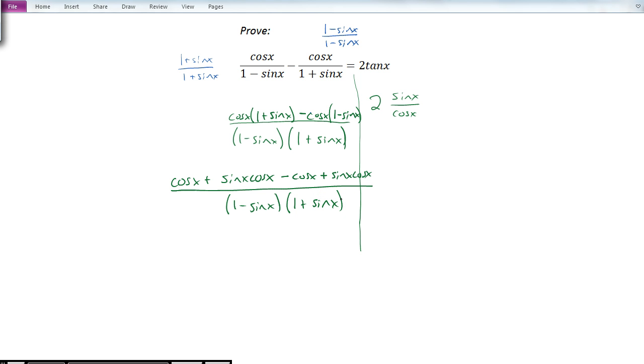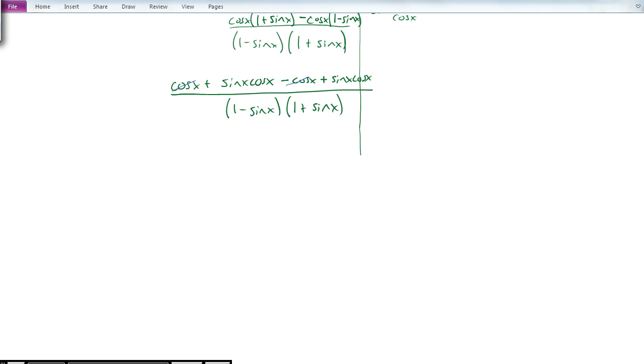Okay, so then I'm going to combine like terms, and I see that cosine x minus cosine x is going to subtract away. I don't use the word cancel because they're just subtracting. Okay, so I get 2 sine x cosine x over 1 minus sine x times 1 plus sine x.